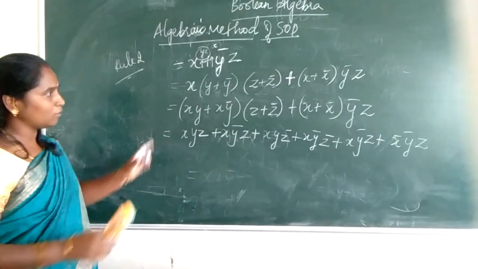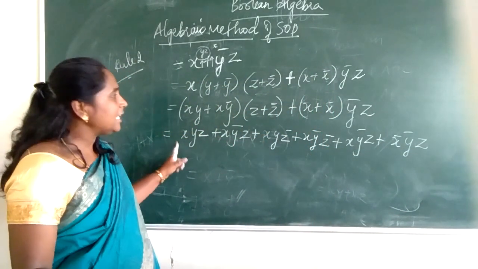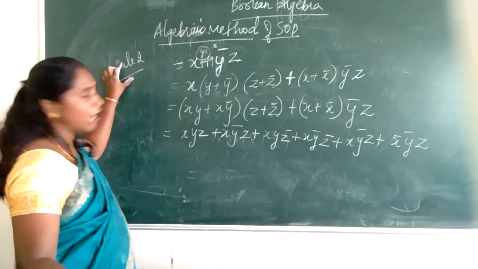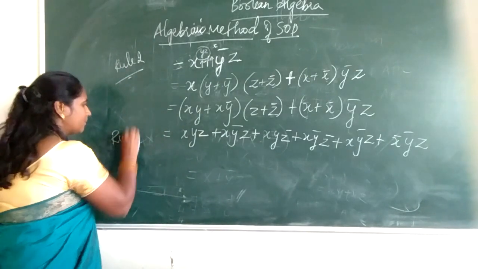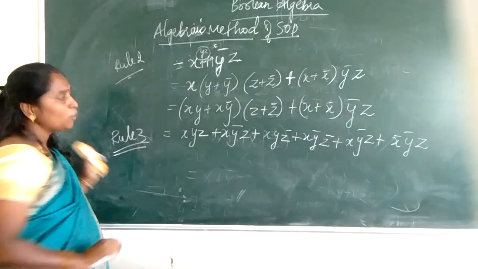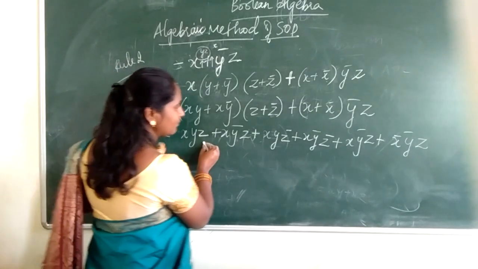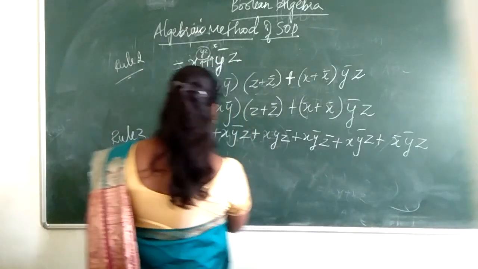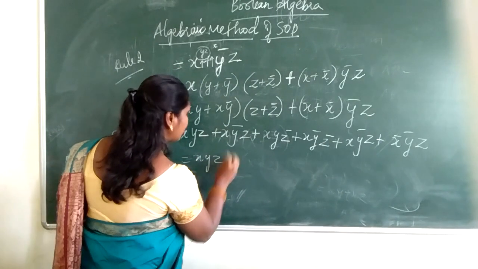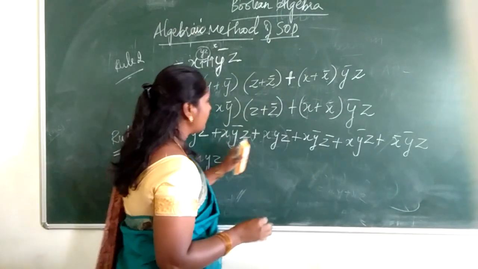After you get the expression, see whether there are any duplicates. Rule 2 I have used; rule 3 is to drop the duplicate terms, a term repeated more than once. See, is x y z present anywhere? No. x y z. Now x y bar z.